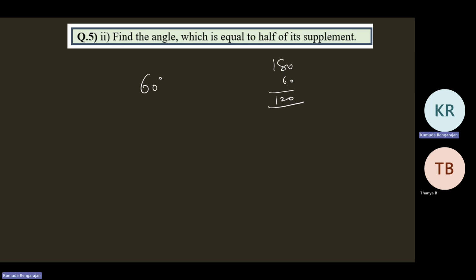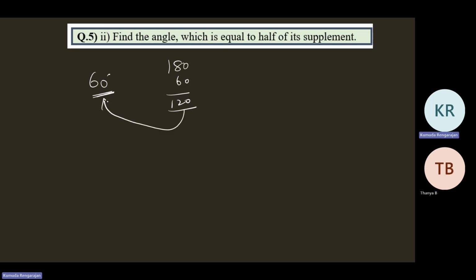I'm explaining you with the help of the answer, but how to work, I'll tell you. The answer is the angle is 60 degrees. Find the angle which is equal to half of its supplement. Now, what is the supplement of 60 degrees? 180 minus 60, 120 degrees is the supplement of 60 degrees. And you can see that this angle 60 degrees is half of its supplement. Its supplement is 120 and this angle is half of it, 60 degrees.